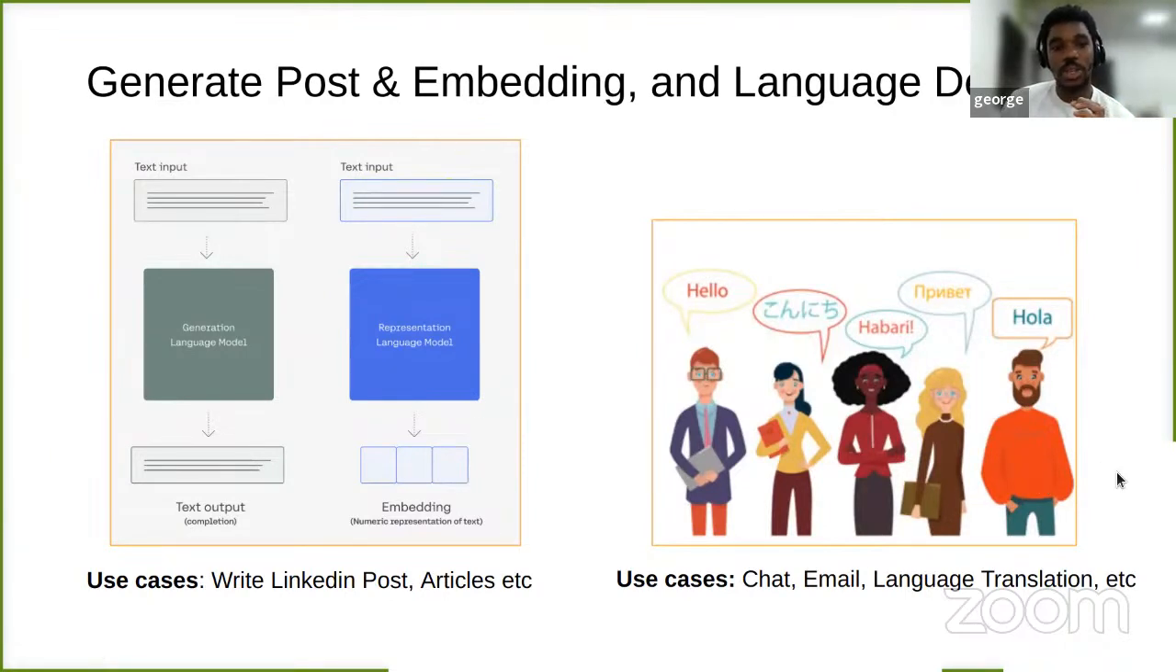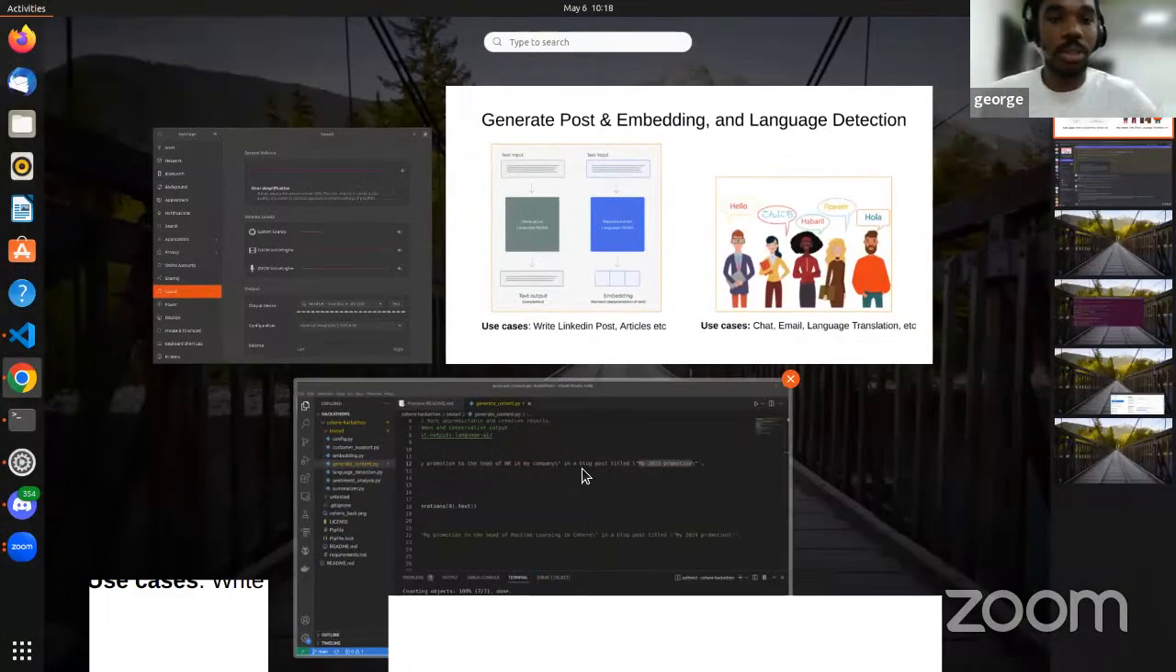Then another thing you can do with it is language detection. This is a very interesting use case. It's going to tell you that, okay, this is English, this is German, this is Spanish, and they all have different applications. You can use that for chats, for email, for different stuff. So let me do a demo on that.